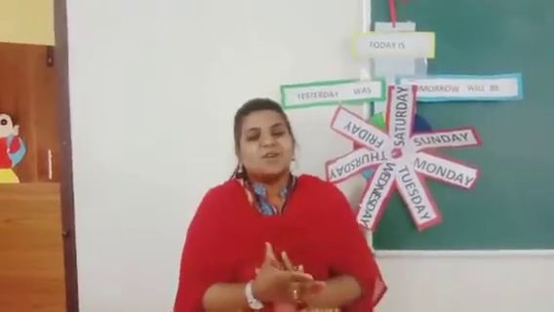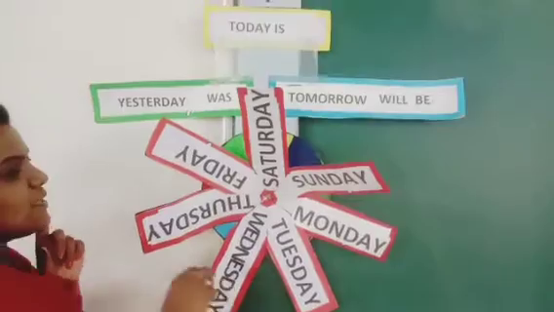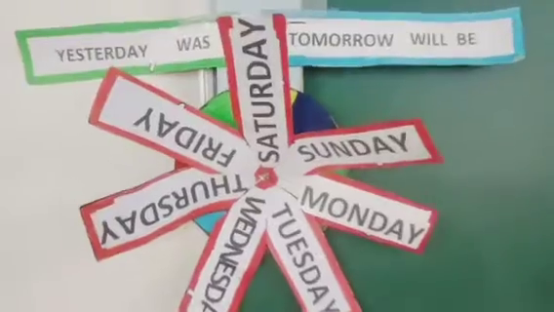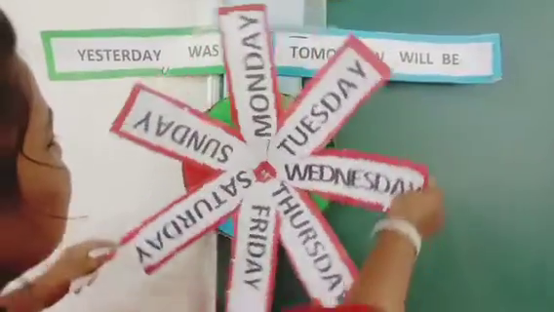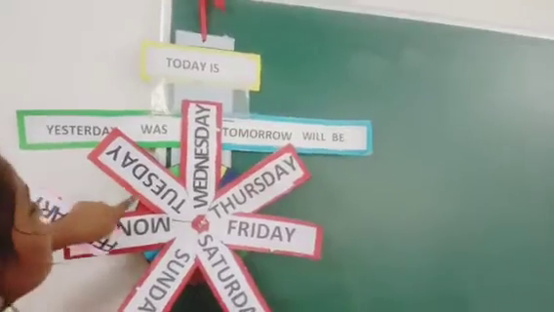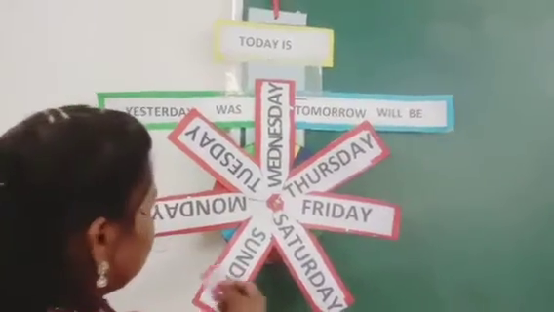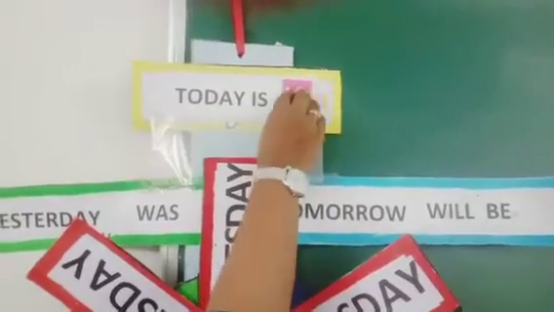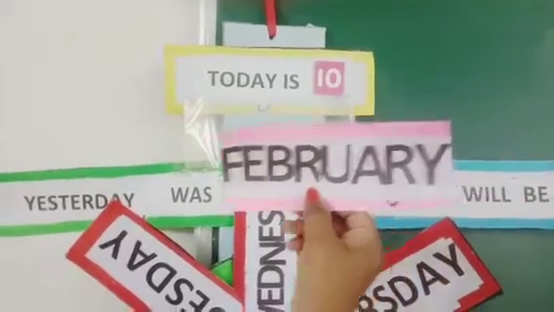Very good kids. Shall we know about today? So today is Wednesday. Where is Wednesday? Find out. So today is Wednesday. So yesterday was Tuesday. Tomorrow will be Thursday. Date is 10. This month is February.